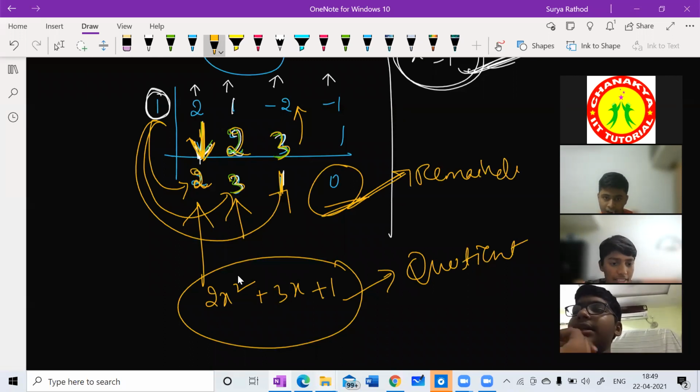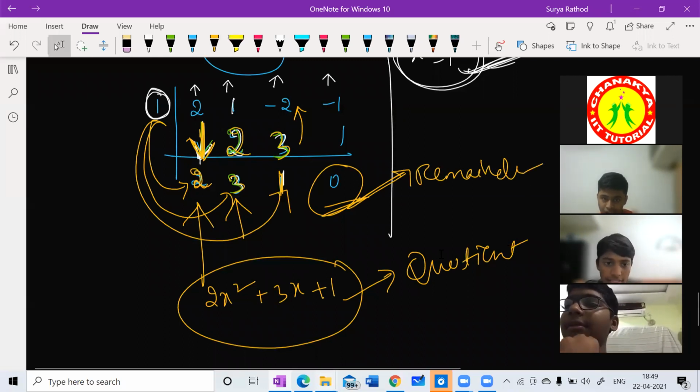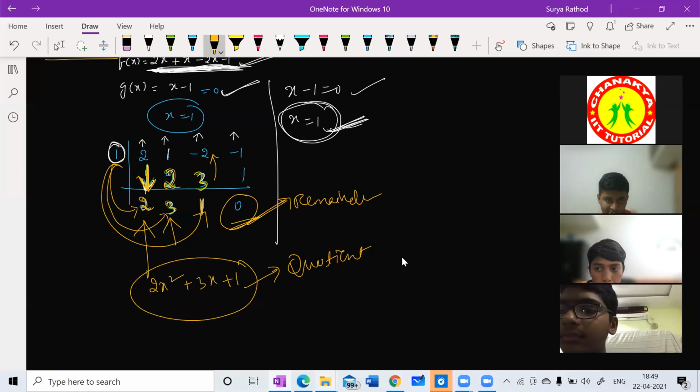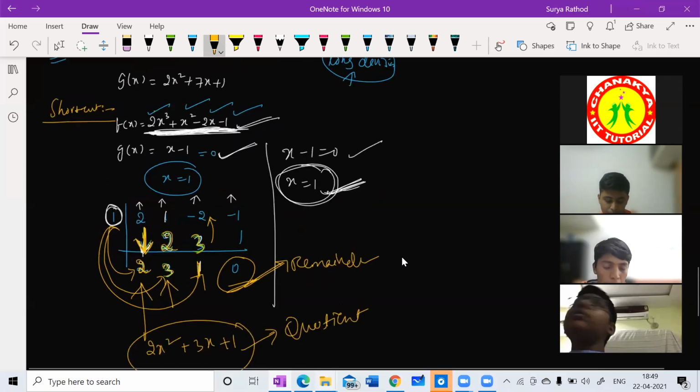Understood? Understood, sir. Very good. Okay, this is what I was explaining. Sir, if we do the long division method and the shortcut method, the quotients and remainders are the same, sir. Definitely it will be the same.